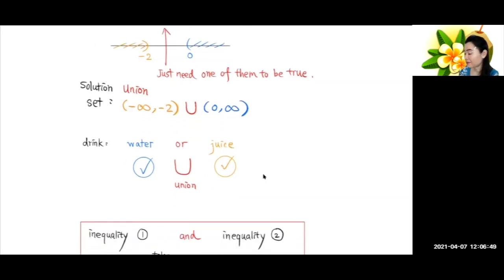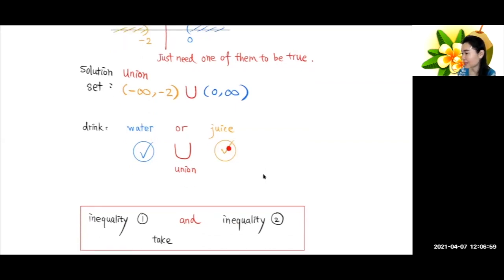Now think about a real-life example. If you go to someone's house and they ask you, would you like water or juice? They ask, what would you like to drink? You say, oh yeah, water or juice will be okay. If they give you water, you take it. If they give you juice, you also take it because it's an or. As long as it satisfies one of them, you take it. So it's the union of the two sets.